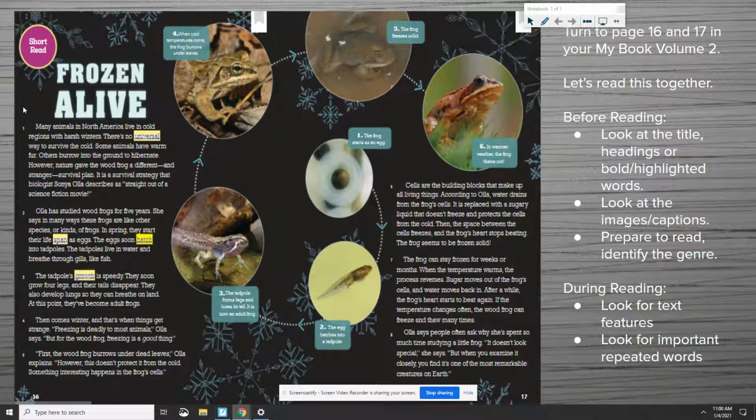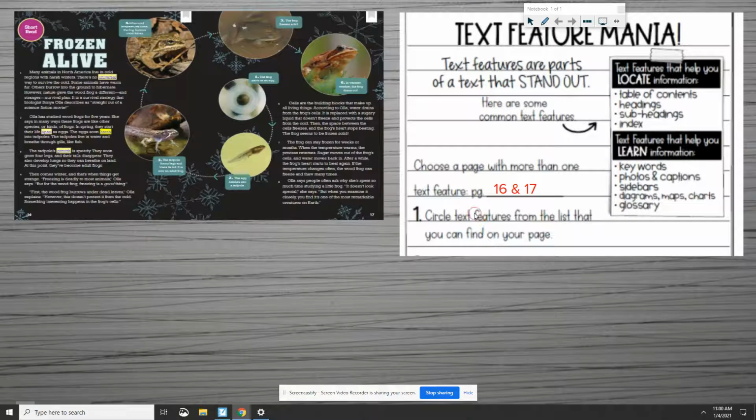Ola says people often ask why she spent so much time studying a little frog. It doesn't look special, she says, but when you examine it closely, you find it's one of the most remarkable creatures on Earth. So, pretty interesting. The frog uses its body to freeze itself, and then it comes back to life. Its heartbeat stops, and then as it starts to get warmer, it starts to beat again.